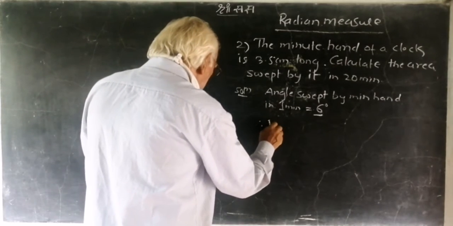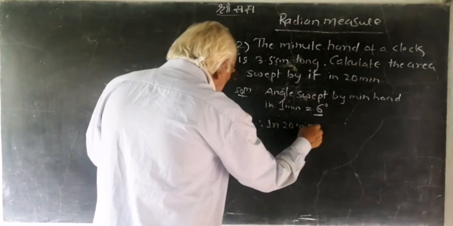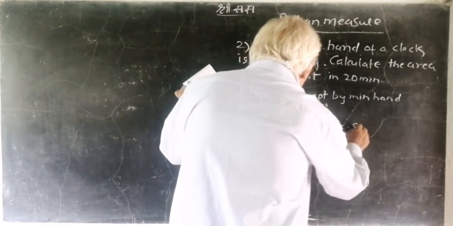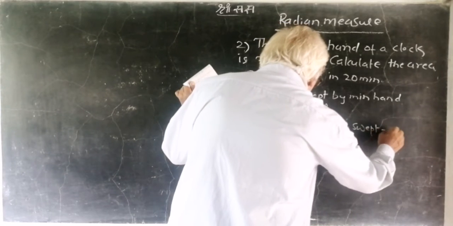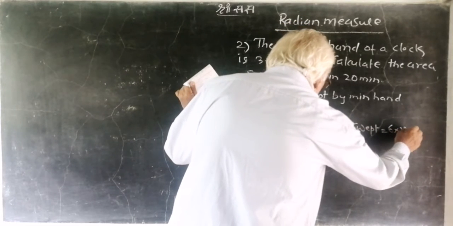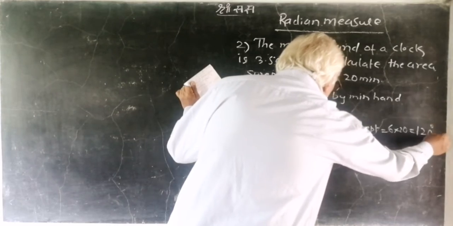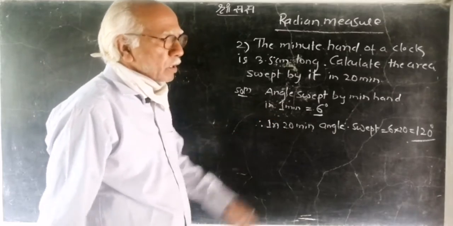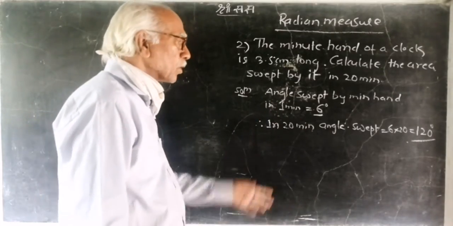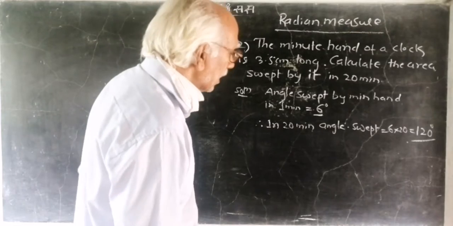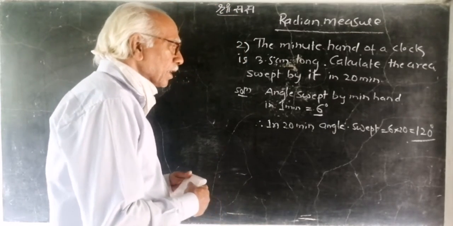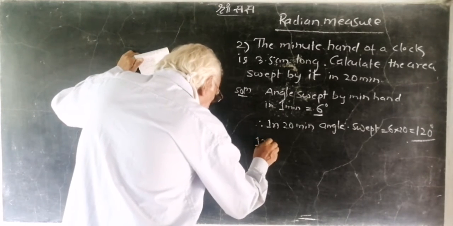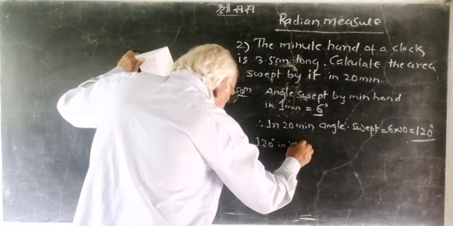Therefore, in 20 minutes, the angle swept is equal to 6 into 20, that is 120 degrees. But for calculation purposes, we would not have the values in degrees, but we should have values in radians. So we can convert that 120 degrees into radians.